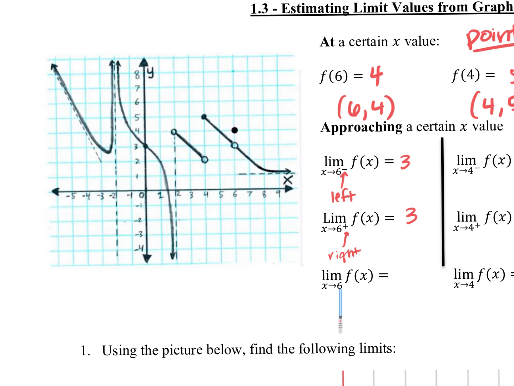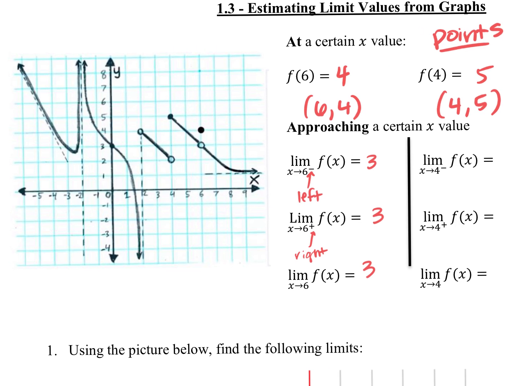What do you think it means if I don't have an exponent? This just means come in from both sides. Approach 6 from both sides. So as I approach 6 from both sides, where do my fingers end up? 3. Boom, boom, boom. Feel good about 6. 6 is there. Love it.